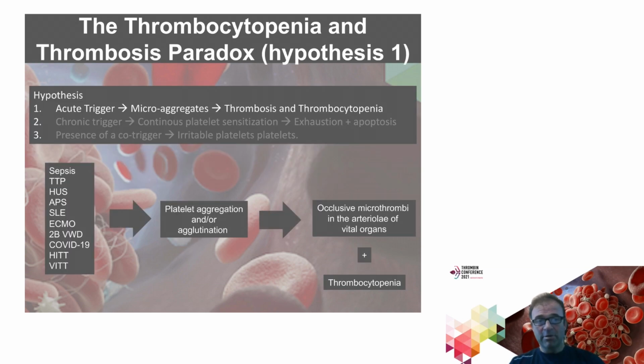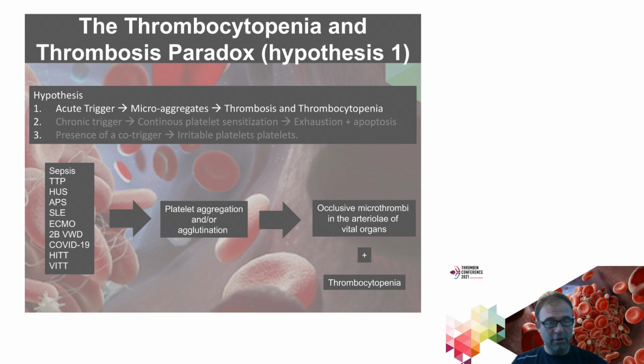Well, first, the most likely hypothesis for a relationship between thrombocytopenia and thrombosis is just that, due to the underlying disease, you get an acute trigger for platelet activation, you form microaggregates, the microaggregates consume platelets, so consumption of platelets means thrombocytopenia, and microaggregates will lead to thrombosis. So that is a very straightforward and logical explanation. And in many diseases, this is also the most likely explanation.